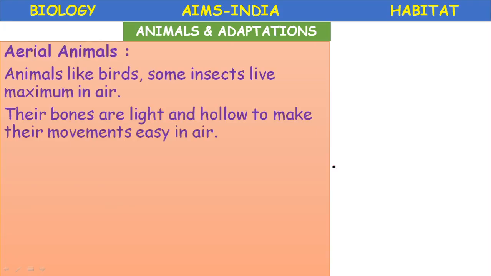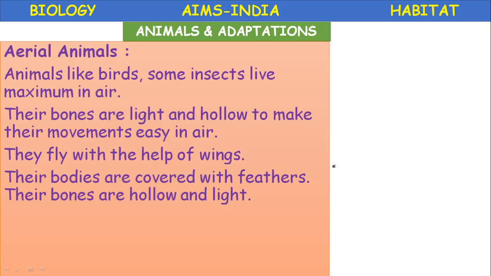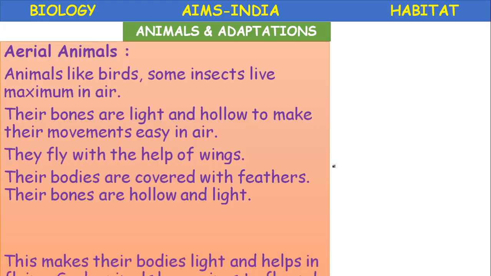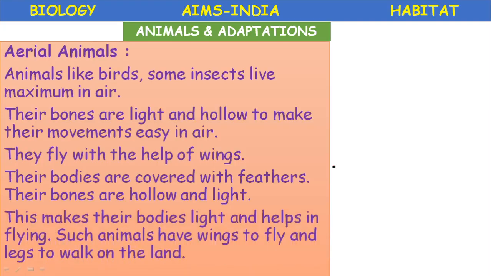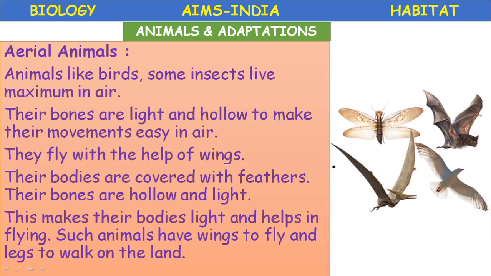lightweight and to move easily in the air. They fly with the help of wings and their bodies are covered with feathers. Their bones are hollow and very light in weight. This makes their bodies light and helps in flying. Such animals have wings to fly and legs to walk on the land. So what are those animals? Aerial animals. Birds have wings and a pair of legs to fly and hop.